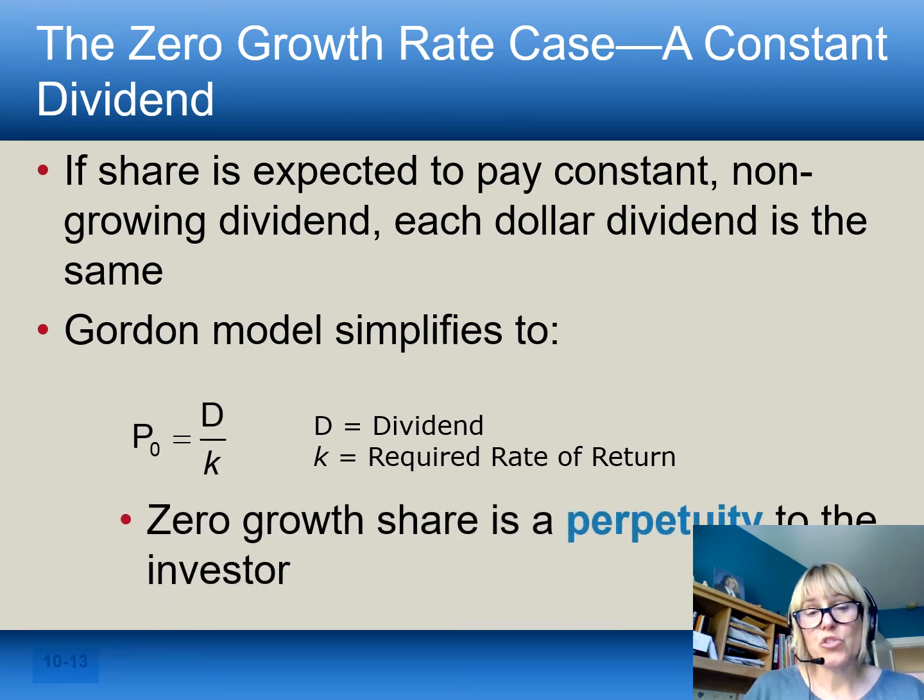So the zero growth share is a perpetuity to the investor, and perpetuity just means that it pays forever because the share goes forever. If we're assuming the dividend is going to be the same forever, then this is basically a perpetuity. We see perpetuities also in things like scholarships, where you might contribute money to an alma mater, and then they'll get a certain required rate of return out of that, and that will generate the scholarship every year that you would be giving. So that's how perpetuities work for anything.